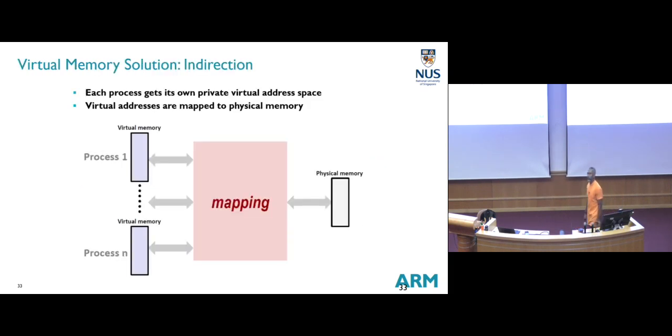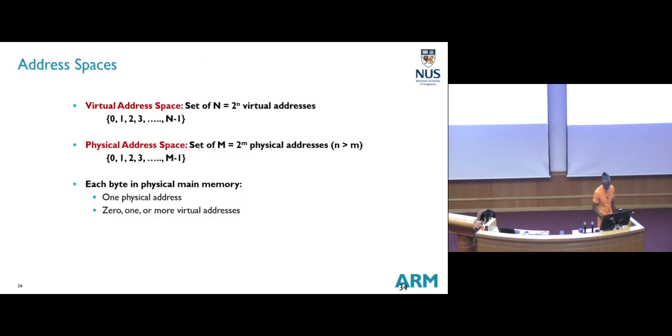So what I'm going to do is create a way of mapping all my different processes, process 1, process 2, all the way to process n, onto a single memory. Okay. So let's see how this can be done.